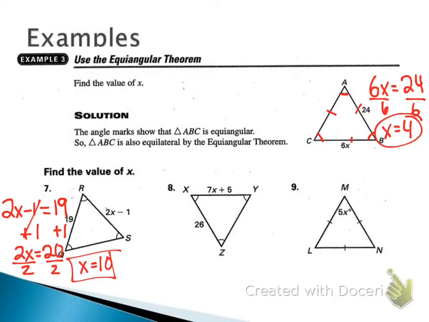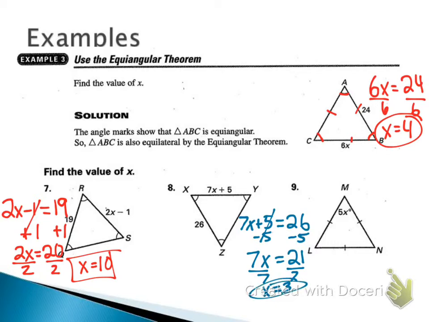Alright, what about the next one? All the angles are the same, so what do I know about all the sides? They're congruent, so I can set them equal to one another and solve for x. What should I do here? Subtract 5 from both sides. Good. So I get 7x equals 21. Then what? So x equals 3. Great. I'll write it up here. Kind of hard to see.